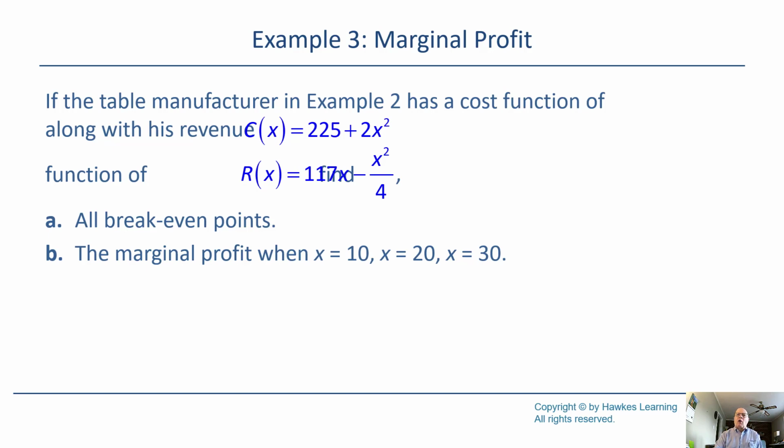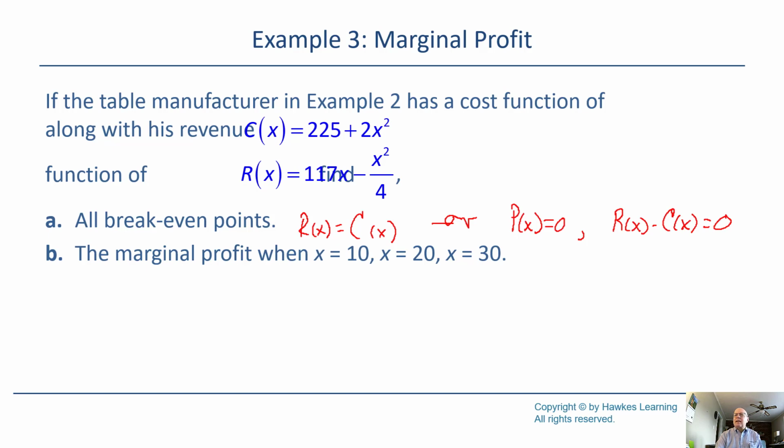So first of all, you want all break-even points. If you want all break-even points, remember there are two ways of thinking of break-even points. Revenue equals the cost is one way, or profit equals 0, which you could also write as revenue minus cost equals 0, zero profit. Either way you think of it.